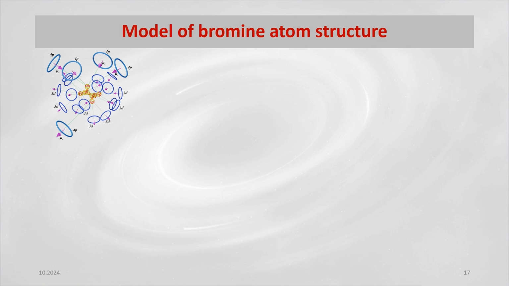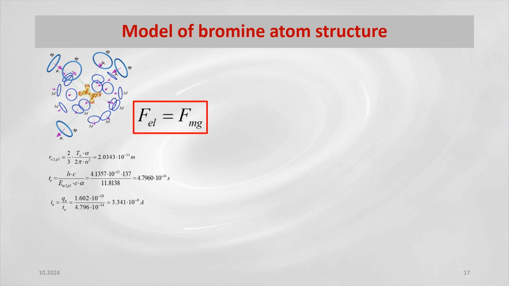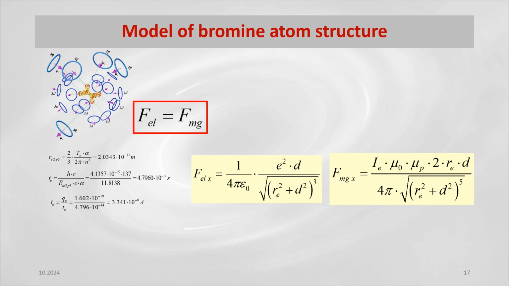To determine the radius size of the bromine atom model, we need to determine the size of the radius of the electron 4p, the rotation time of the charge, and the electron current. The dynamic equilibrium distance of the electron 4p in the bromine atom is given by the equilibrium between the electric force of attraction and the magnetic repulsive force on the axis between the ring of the proton nucleus and the ring of the electron. The electrostatic force in the axis is expressed by the relation derived from Coulomb's law, and the magnetic force in the axis is expressed by the relation derived from Biot-Savart's law.